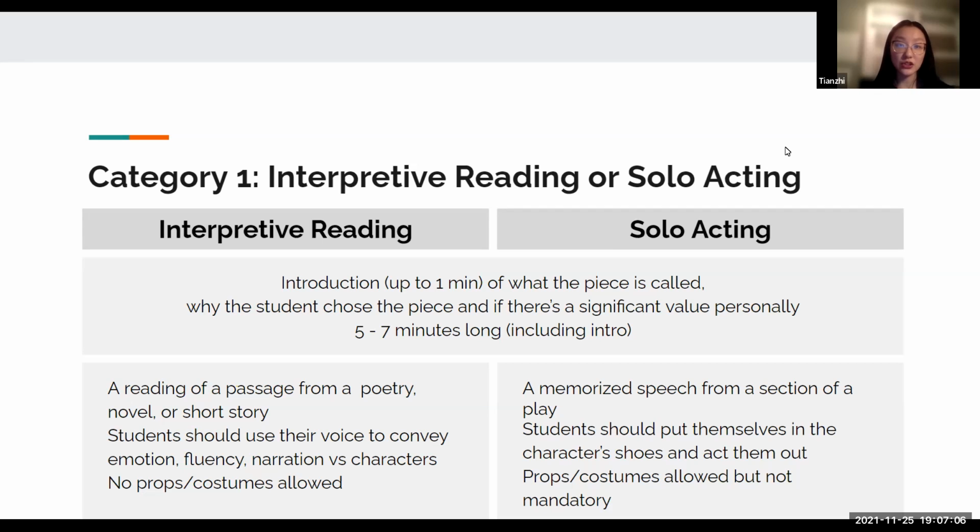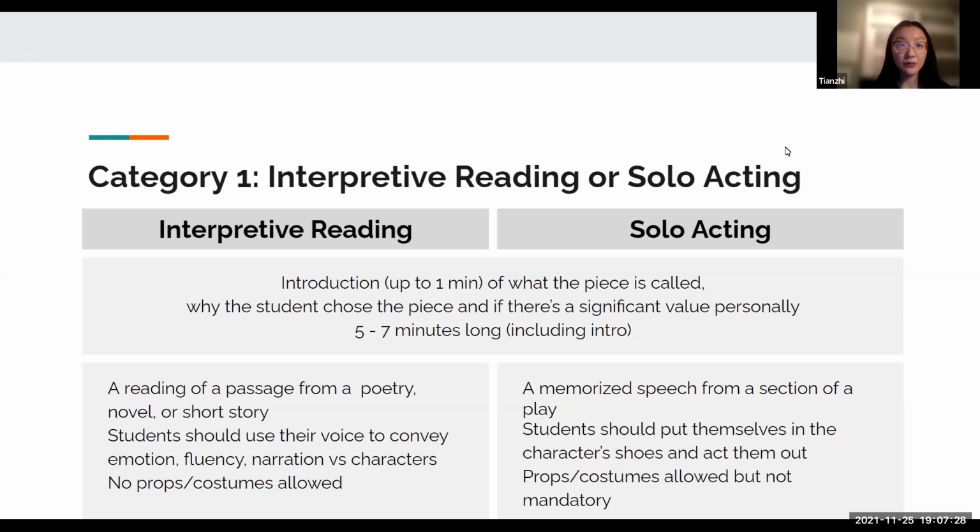So I did get a question that was asking, will the introduction time be counted towards the total time? The answer to that question is yes. So your 1 minute approximate intro is going to count within the 5 to 7 minute long time period that you have to do either your interpretive reading or your solo acting.